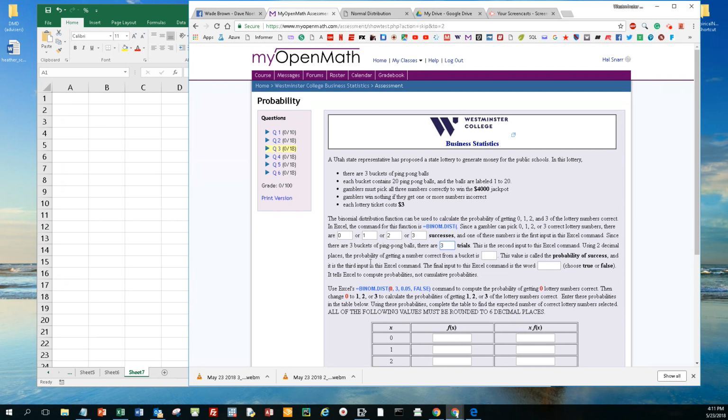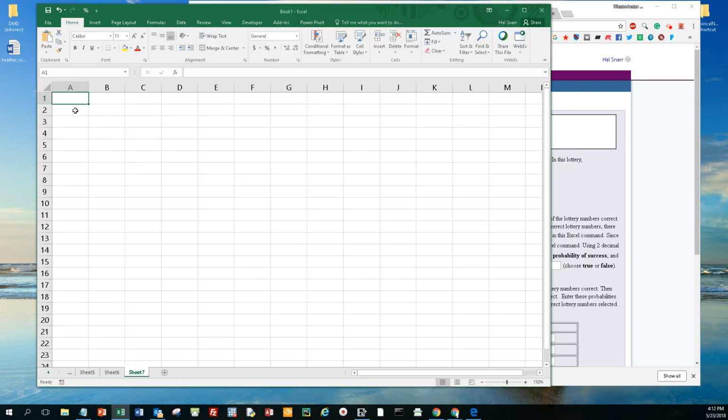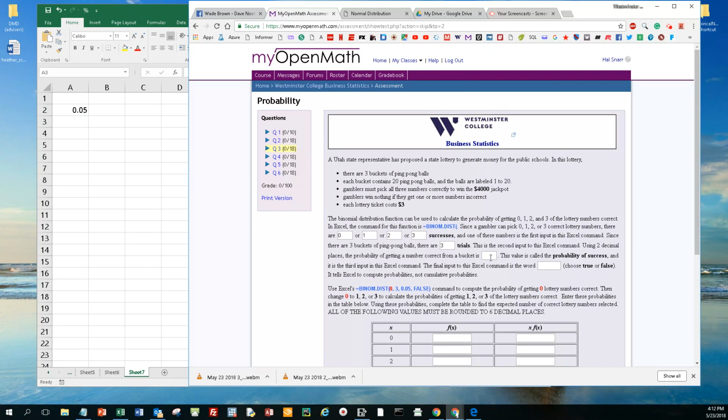Using 2 decimal places, the probability of getting a number correct from a given bucket is, well, since each bucket contains 20 ping pong balls, and if you pick the winner from a given bucket, the probability of you doing that in a random process is 1 divided by 20, or 0.05. That's the probability of success.